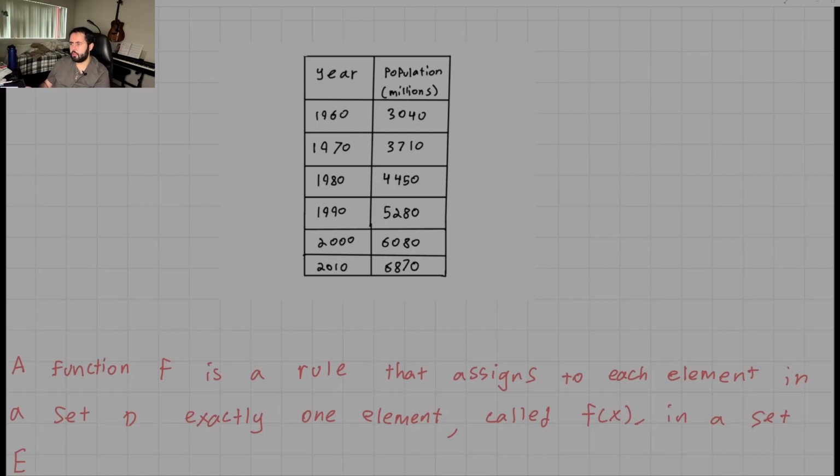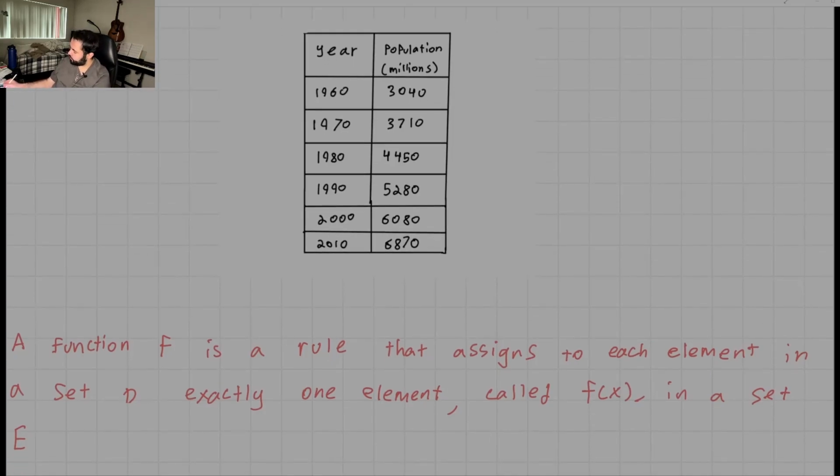Typically, when we have a set of our inputs, we call that set our domain. Our domain is the range of numbers that we can use as our input. And then when we have our output, which in this case would be the population, we call the output value the range of the function. So the domain of our function is the set of values that we can use as our input, and the range of our function is the set of outputs that we assign to each of those inputs.